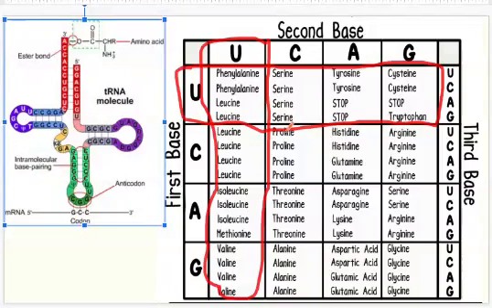And remember, our third letter from the mRNA codon was C. So if we look over now at the third base, we see the C is right here. And if we go all the way along here, we can have a look and we know that the amino acid attached to that tRNA will be phenylalanine.